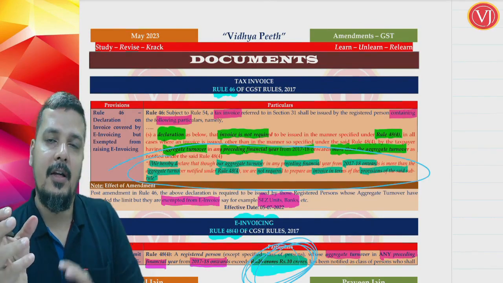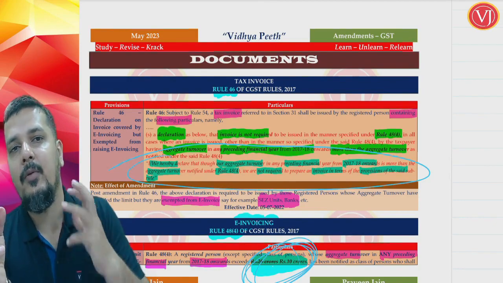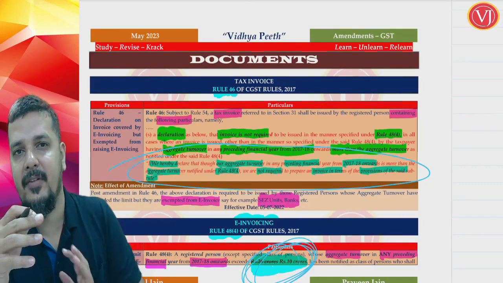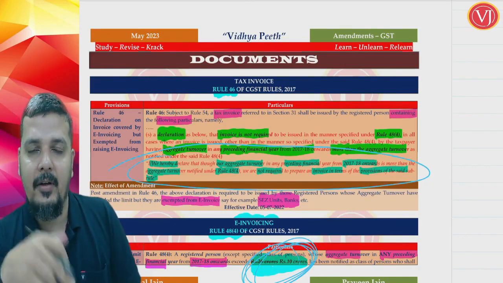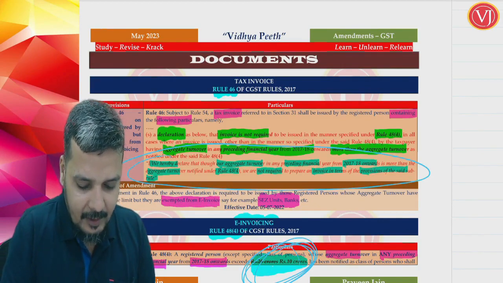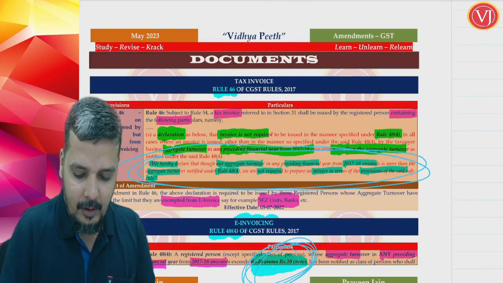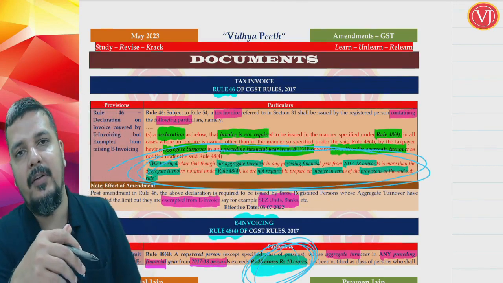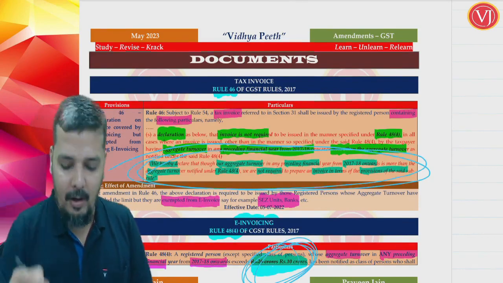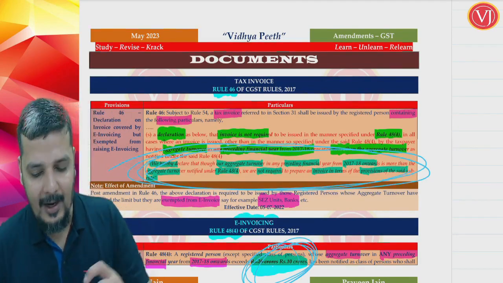So if your aggregate turnover is more than the limit in Rule 48 sub-rule 4, which means as of now 10 crores in the preceding financial year, starting from 1718, even then you are exempted. So if you are covered by e-invoicing but exempted, then you have to write a declaration that my aggregate turnover is more than what is required for e-invoicing, but I am not required to give e-invoicing because of the exemption available.